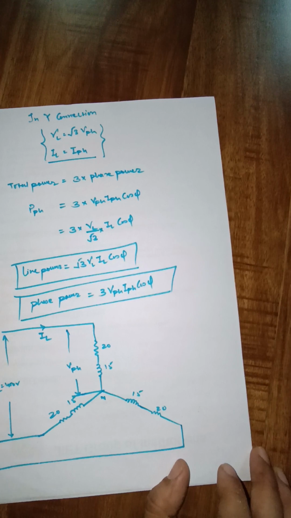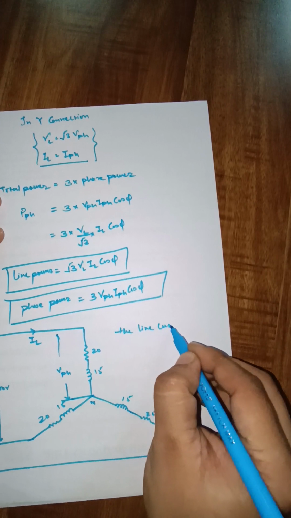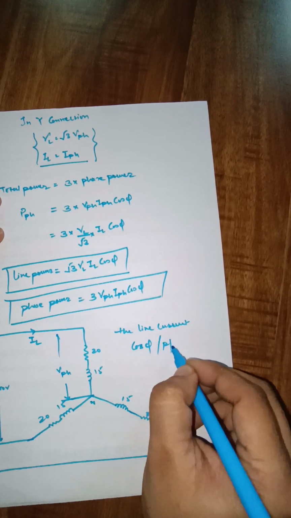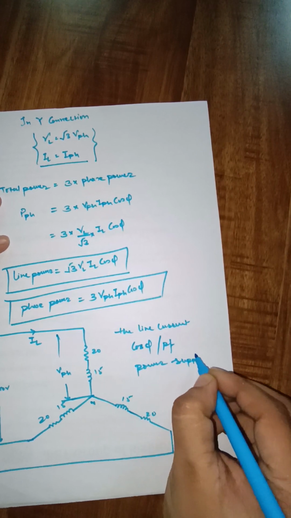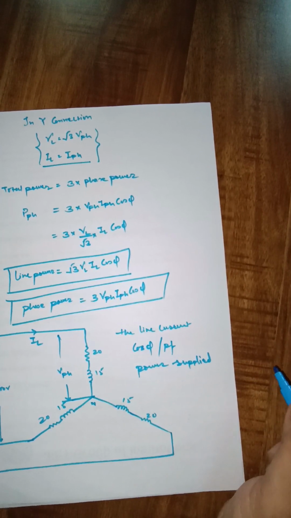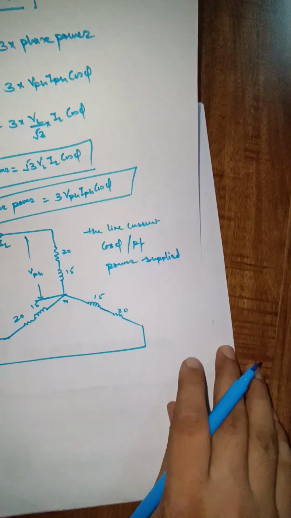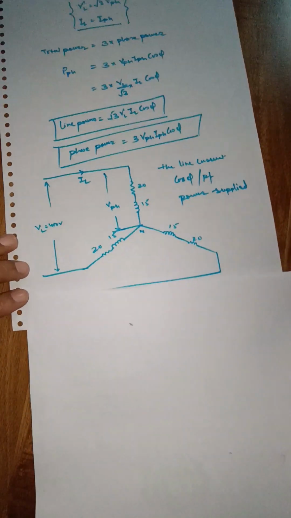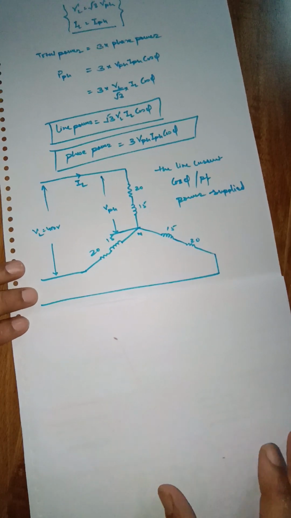This is the question, and we have to calculate the line current, the power factor cos phi, and the power supplied. What we have to remember? We have to remember that in star connection line current will be equal to phase current, and line voltage will be equal to root 3 times the phase voltage, and phase power will be equal to 3 times the power in a single phase, and line power will be equal to root 3 into VL IL cos phi. So it is the concept in star connection.